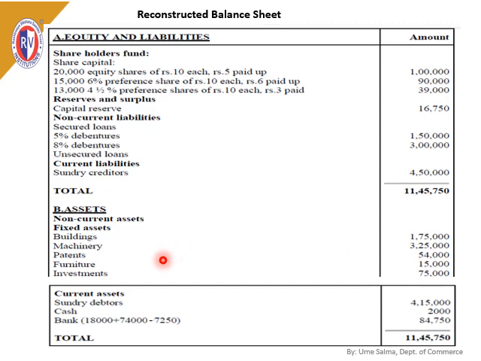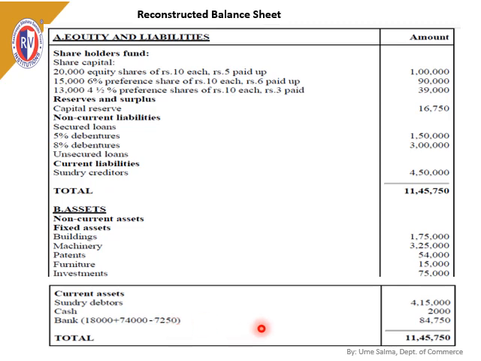In our reconstructed balance sheet, we are showing this as is, as there was no rearrangement or reduction or any alteration made. So now furniture 15,000. Investments were shown in the balance sheet, so we are also showing the same figure here, 75,000. Sundry debtors 4,15,000, and then cash 2,000, and in the bank 18,000 plus 74,000, what we have received towards our damage recovered. So we are showing here 74,000 plus 7,250.